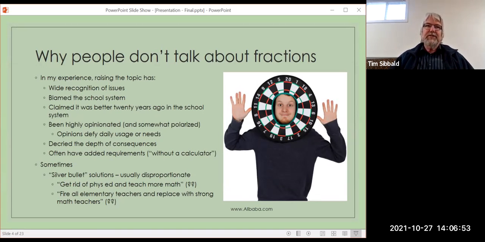It's an awkward topic, especially with the public, where there's a wide recognition that there are issues. The school system usually gets blamed, and there's a claim that things were better years ago than they are today. Examples are often given that seem to defy logic. What generally comes across in these kinds of things is that the claims are polarized. There's no middle ground on offer.